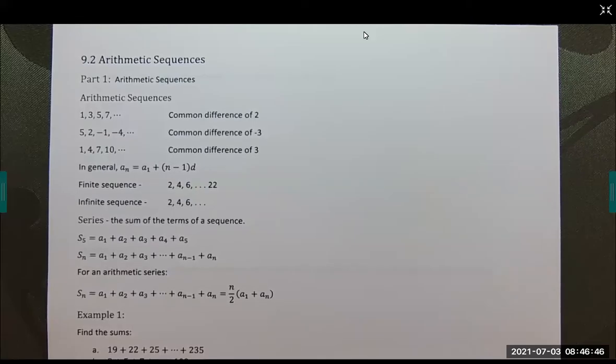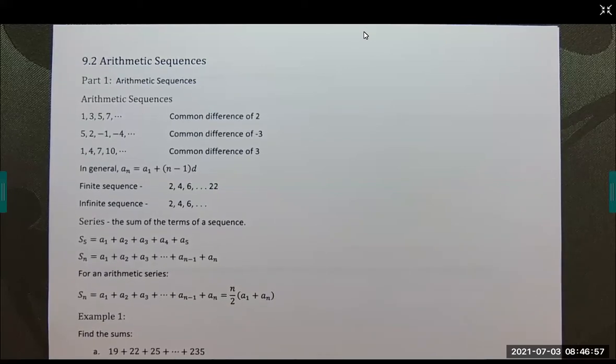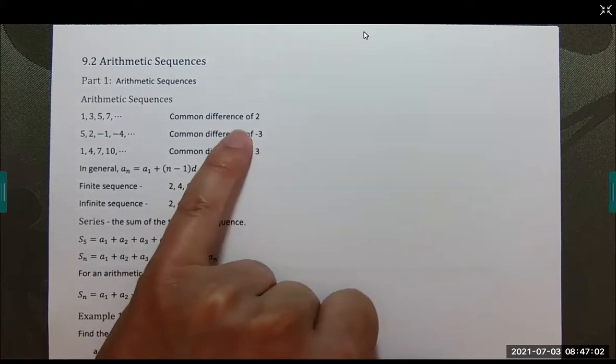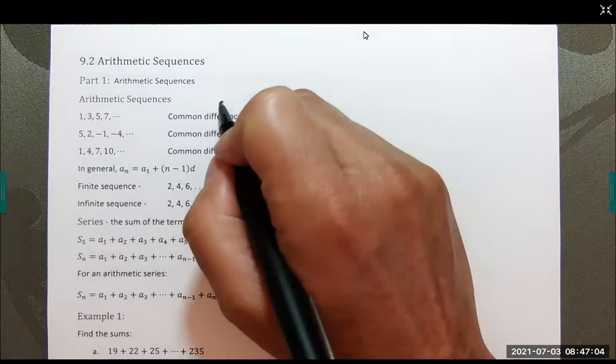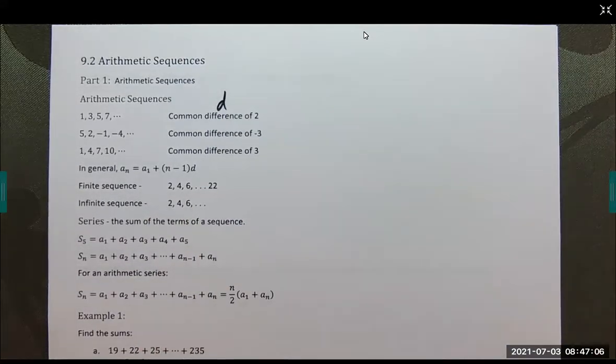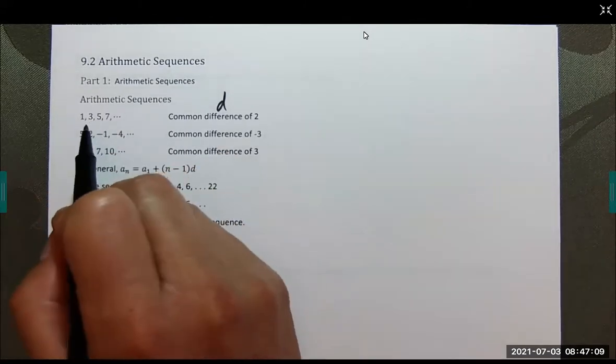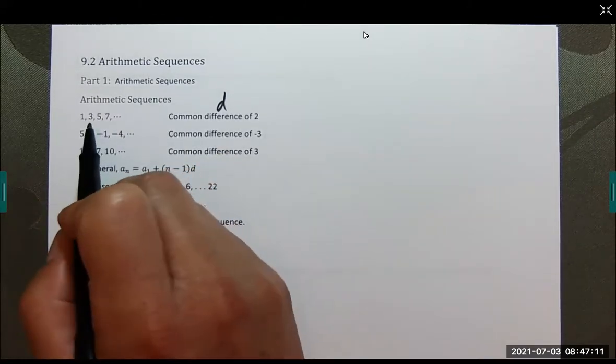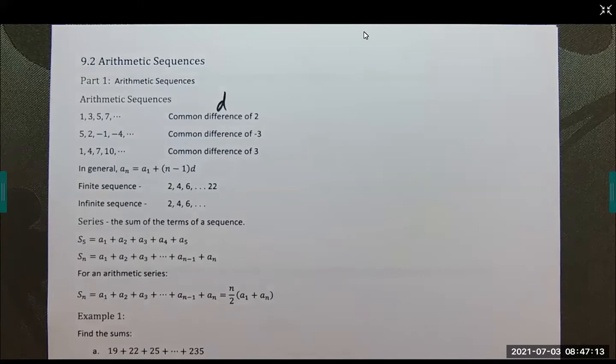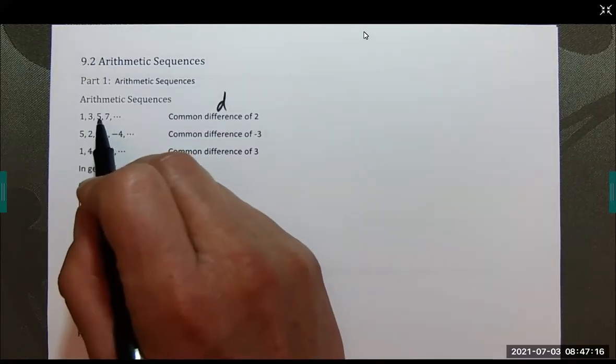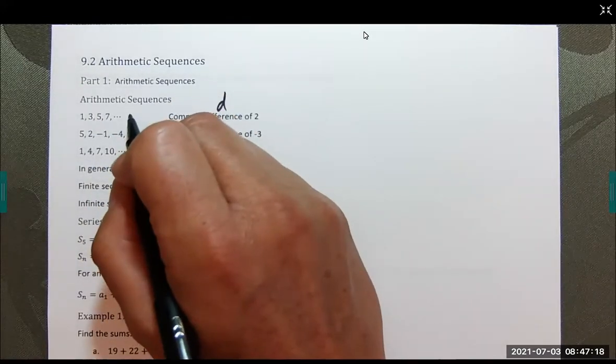Hey, welcome back. We started with sequences and series, and now we're going to do a specific type of sequence called an arithmetic sequence. What makes an arithmetic sequence is that we have something called a common difference, which we more commonly label as the letter D. The common difference is going to be the difference between any two consecutive terms. So 3 minus 1 is 2, 5 minus 3 is 2, 7 minus 5 is 2. So D in this case is 2.